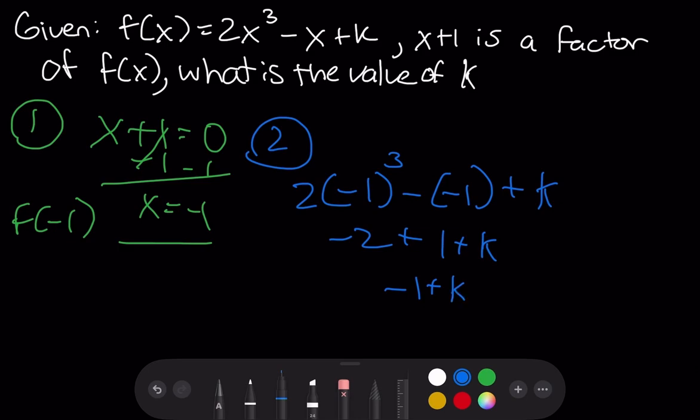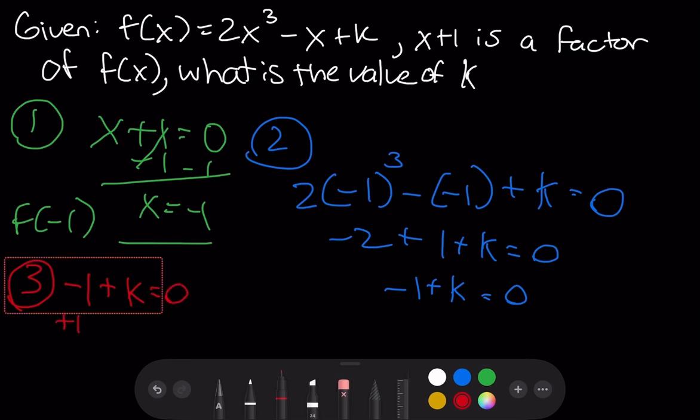Now we have to remember that this is being set to 0. This is equal to 0. So now our third step is to actually solve it. So negative 1 plus k is equal to 0. So we add 1 on both sides to isolate the variable k, and we get that k is equal to 1.